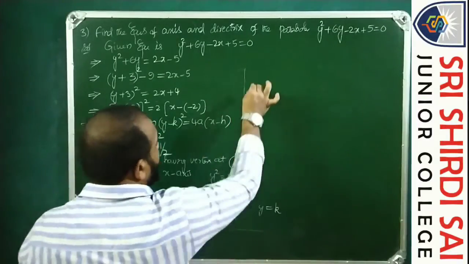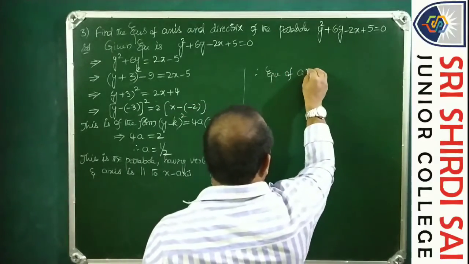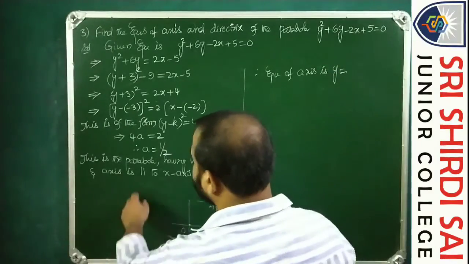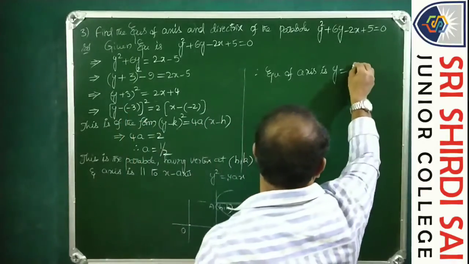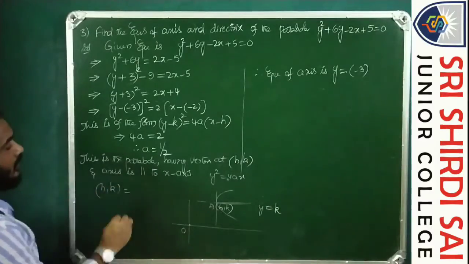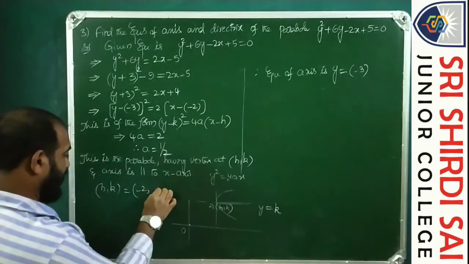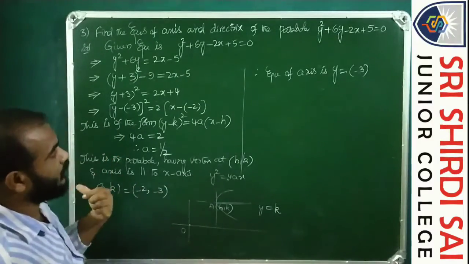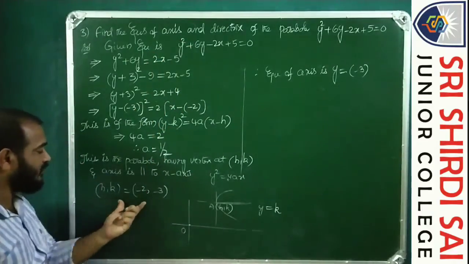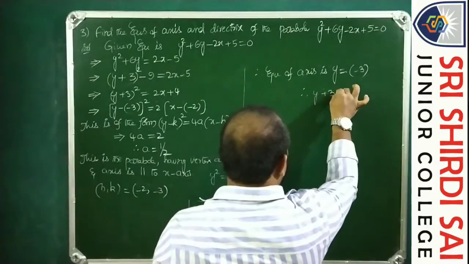So therefore the equation of the axis or principal axis is y equals k. K here is minus 3. Because if you compare here, (h, k) equals how much? H is minus 2, k is minus 3. So this is the vertex actually, which is not asked, but this is the vertex (-2, -3). So therefore the equation of the axis is y plus 3 equals 0.